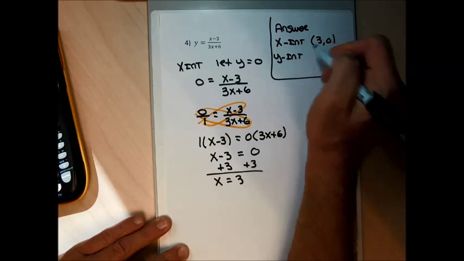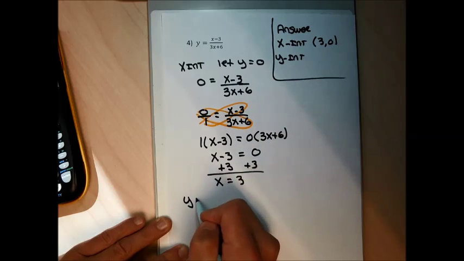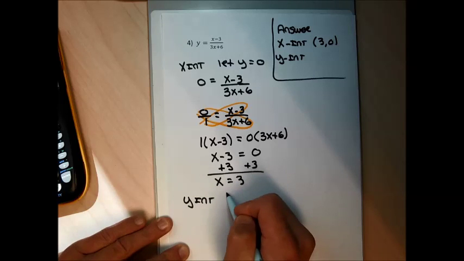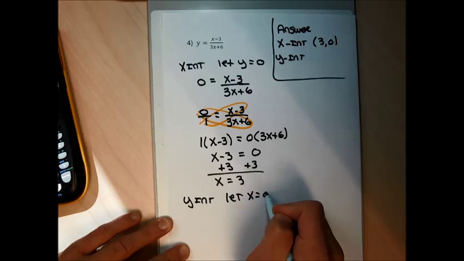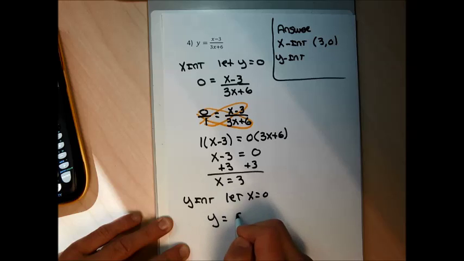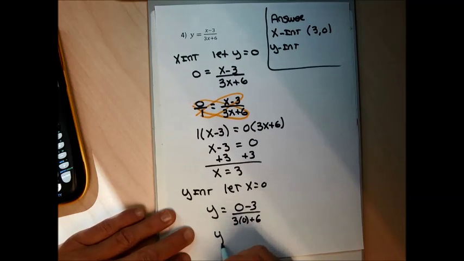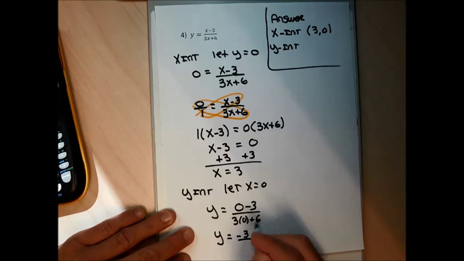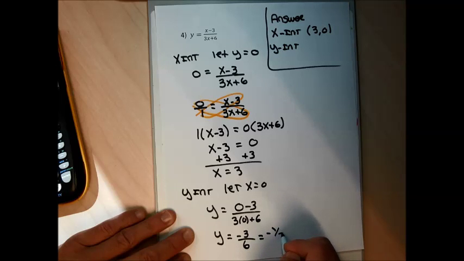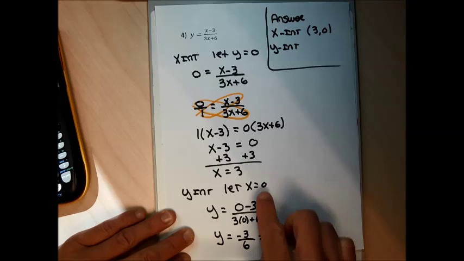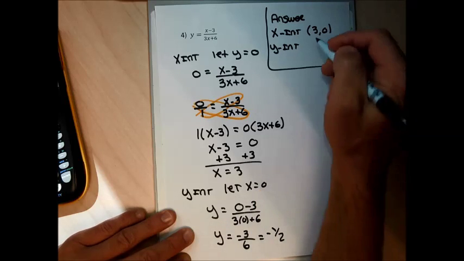Next thing I'm going to do is figure out the y-intercept. To find the y-intercept, I let x be 0. So I'm going to go y equals (0 minus 3) over (3 times 0 plus 6), taking those two x's and plugging 0 in. The numerator, 0 minus 3, is minus 3. The denominator comes out to be 0 plus 6, which is 6, and that fraction reduces to negative 1/2. So for the y-intercept, I'm going to put 0 for x and negative 1/2 for y.